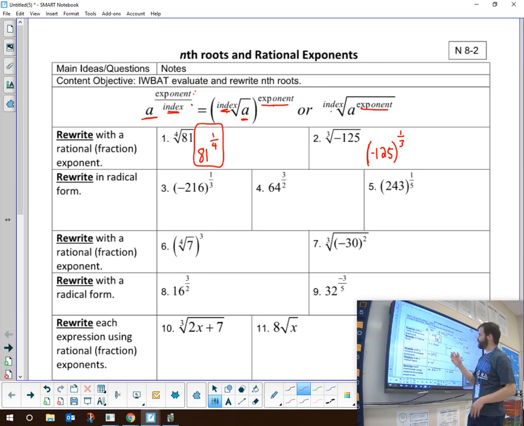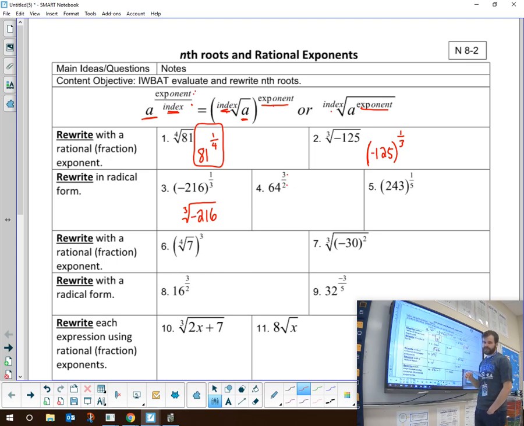Okay, so let's take a look here at number 3. We have negative 216. We're going to raise that to the power of 1/3. So that actually means the third root of negative 216. Number 4 here, we're going to have 64 raised to the power of 3 over an index of 2.